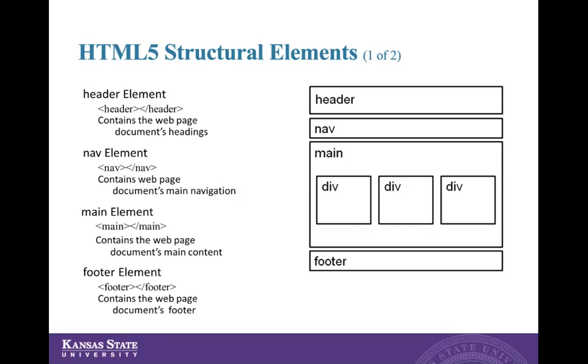Then the next one is our main element. You can think of this as the main section of the site. We're going to have maybe multiple divs inside the main section, like I said. Think of this as the main body of the site. And then the last one is the footer element. A lot of times you'll see a phone number, email address, physical address, contact, or copyright information, which will usually go in the footer part of the page.